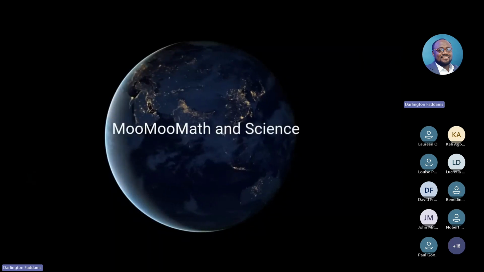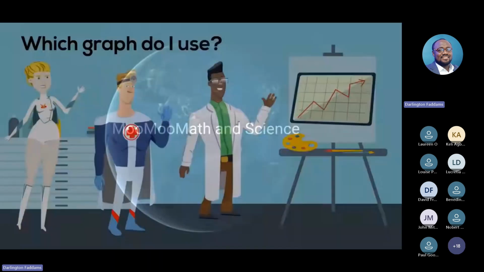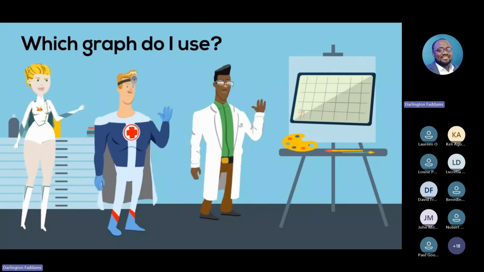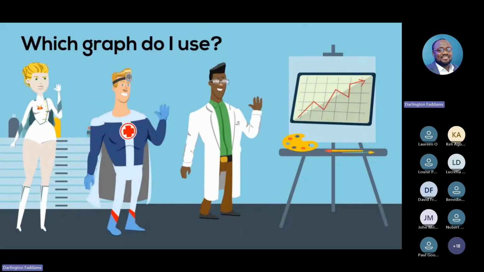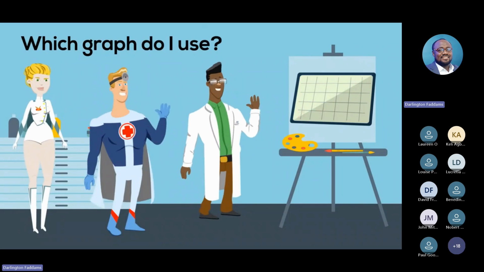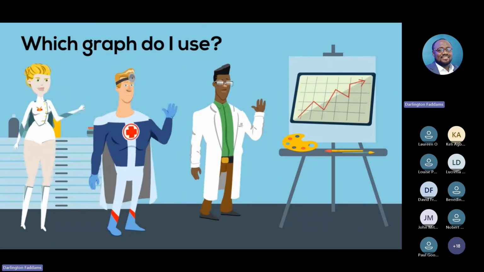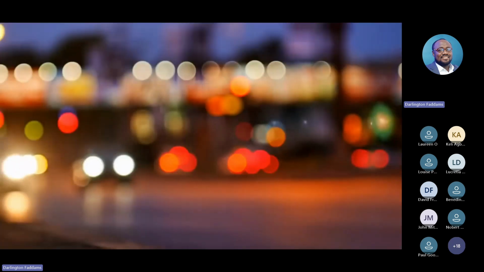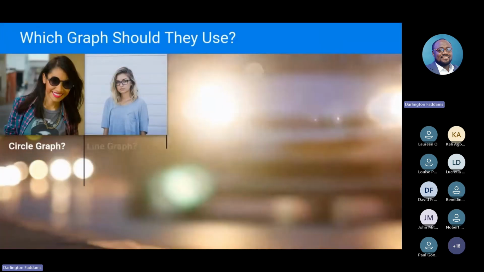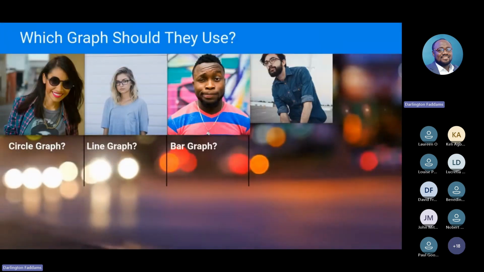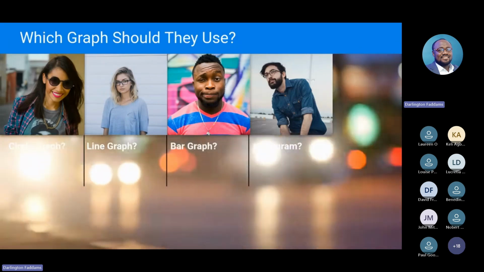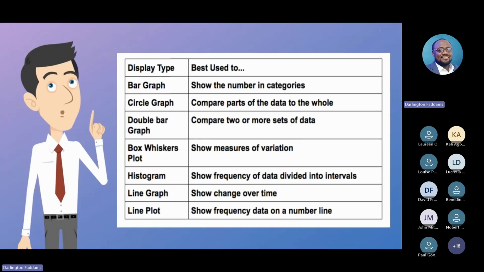Welcome to Moo Moo Math and Science. In this video, I'd like to talk about which graph do I use. There are lots of different graphs that you can use in math and science, and sometimes it's hard to figure out which type I should use to display data. Here's a nice chart that goes over different types of graphs and when you should maybe use them.